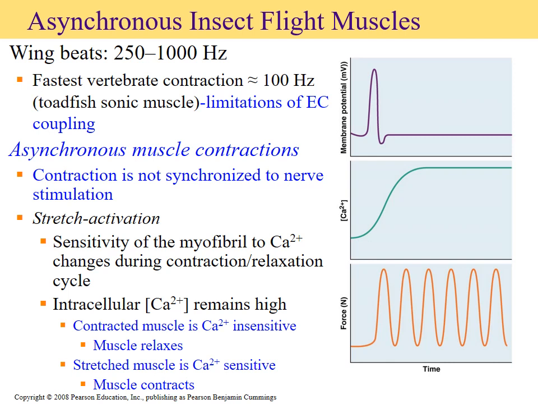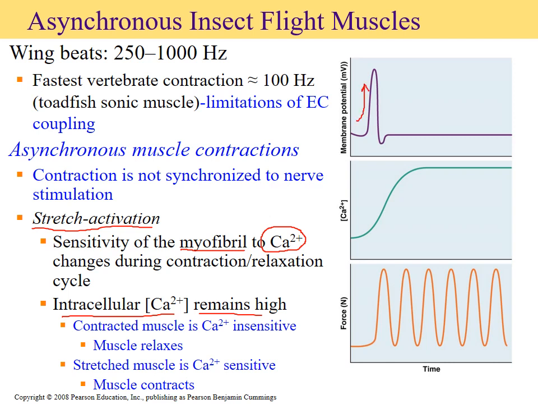And obviously it does it a lot faster than we can move any of our muscles. And part of that is due to the fact that it's able to do the stretch activation. The stretch activation means that it's going to be able to alter how sensitive the individual myofibrils are to calcium. So let's take a look at the bottom part of our slide right here, and it says that your intracellular calcium will remain high the minute that your action potential is induced.